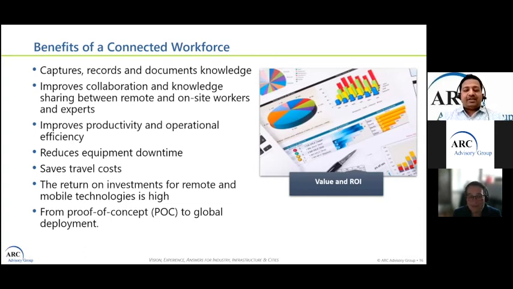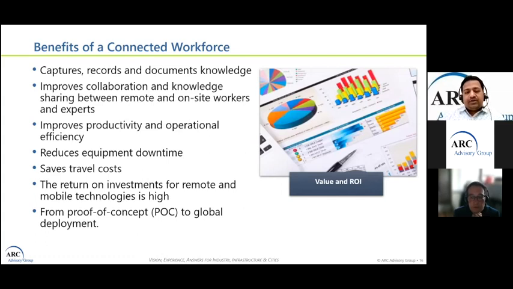So all of these technologies my colleague Constanza mentioned, and the devices, were not really new and were present before the pandemic, as we all know, as mentioned in the beginning of our presentation as well. But ARC believes that all of these technologies and devices help companies to capture and document knowledge and to improve collaboration and knowledge sharing between remote and on-site workers and remote experts, thus improving productivity and operational efficiency.